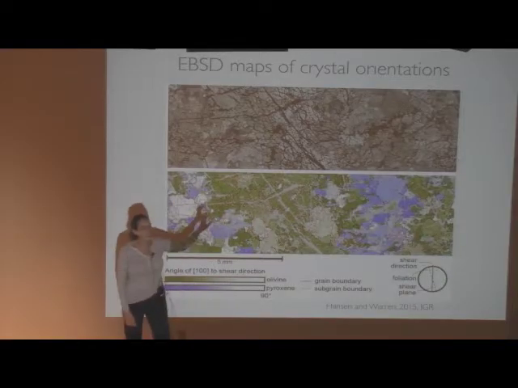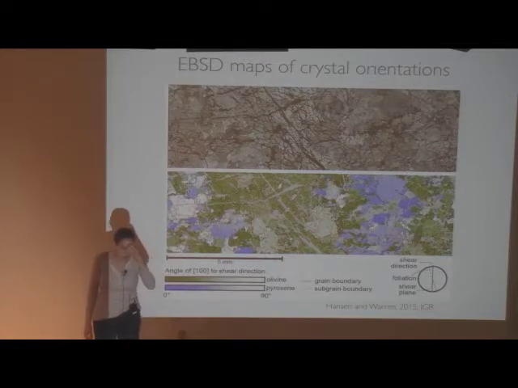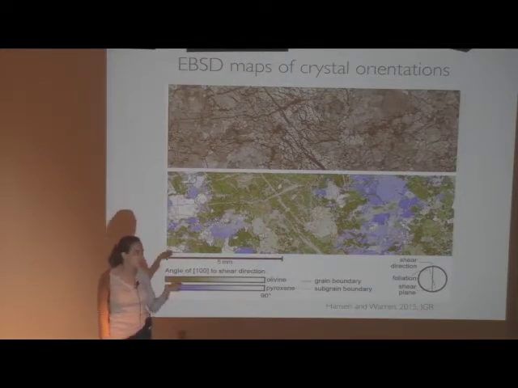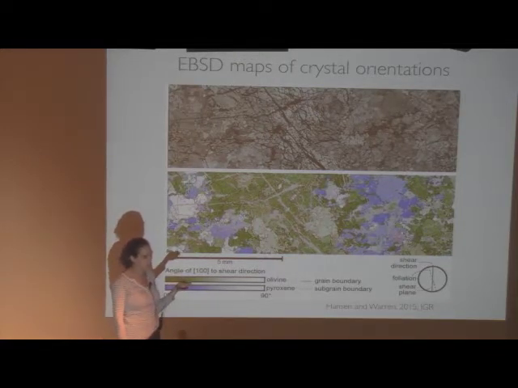I apologize if you just said this. How do you define the shear direction relative to the foliation plane? Oh, okay. I didn't actually say this. So this is an example taken from these small scale shear zones in the Josephine prototype.